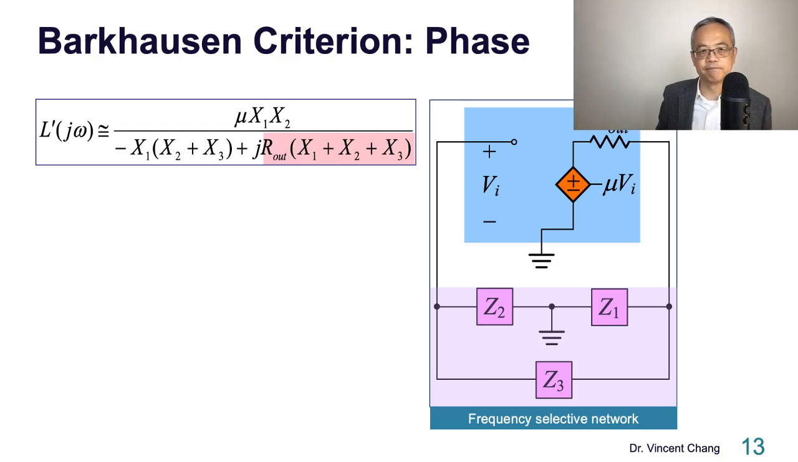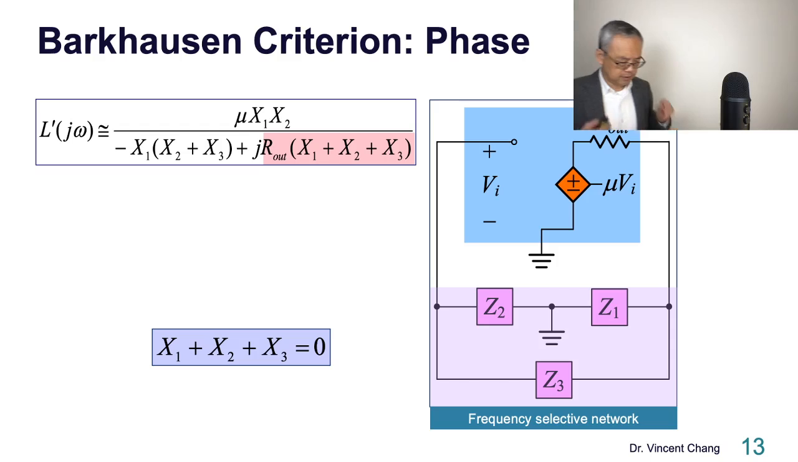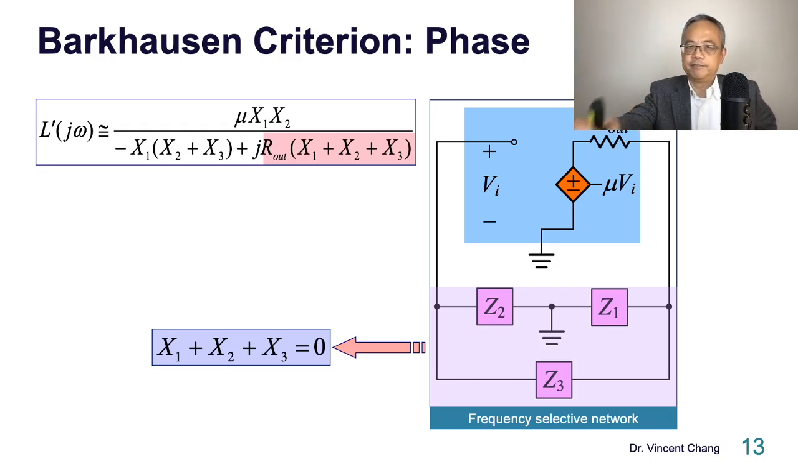But the output resistance is not zero, it exists. So the sum of the three, X1 to X3, the sum of the individual reactances should become zero. This is the condition to determine the frequency of oscillation for the LC-tuned oscillator.